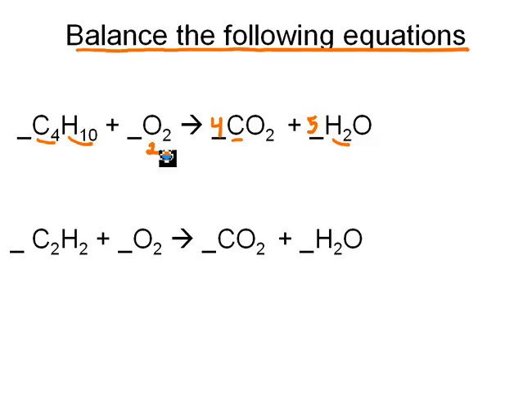I have 2 oxygens from the O2. I have a total of 8 oxygens from the CO2. And I have a total of 5 oxygens from my H2O. Okay. The problem is here that I have an even number on the left side and I have an odd number of oxygens on the right side, which means there's no way that I could get 2 to equal out to 8 plus 5, which is 13.